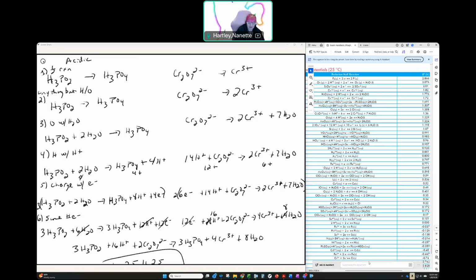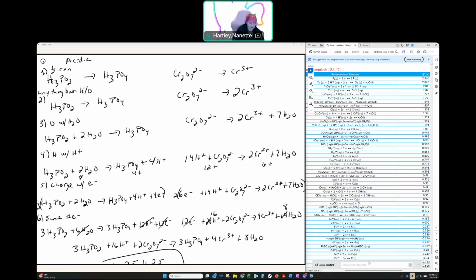Now I can add and cancel. So I know that I have H2O on both sides. I currently have 14 here. I have 6 here, so I cancel the 6, and that leaves me with 8 on this side. I can cancel the H plus. I have 12 H plus here and 28 here. So if I cross this out, that leaves me with 16 over here. And my number of electrons are the same, so I cross them out.